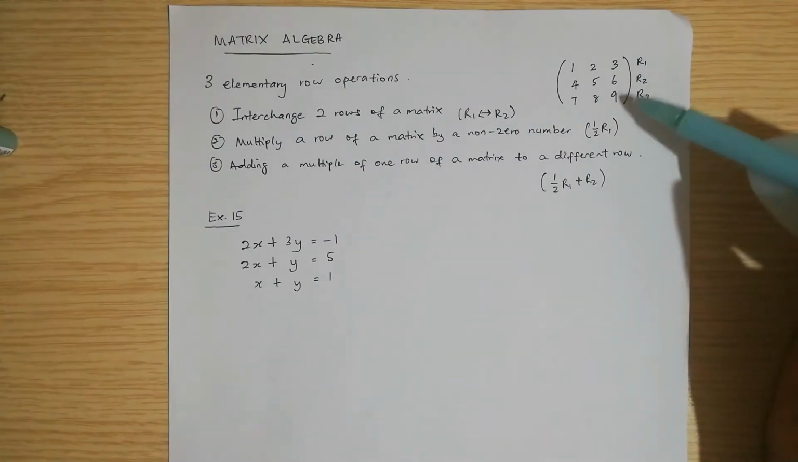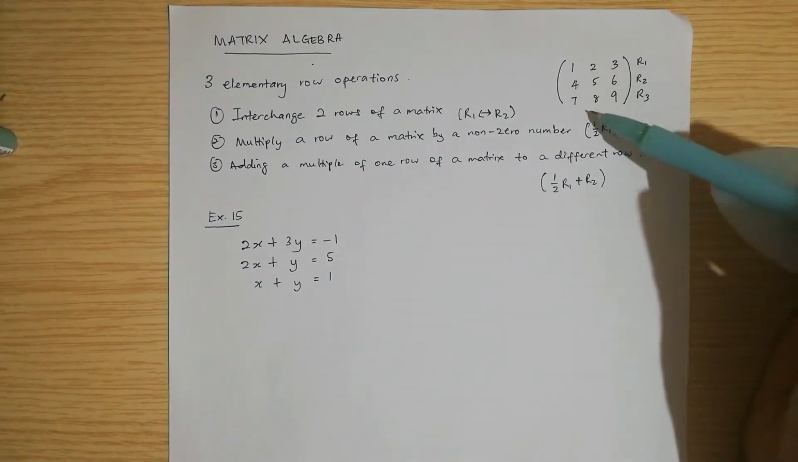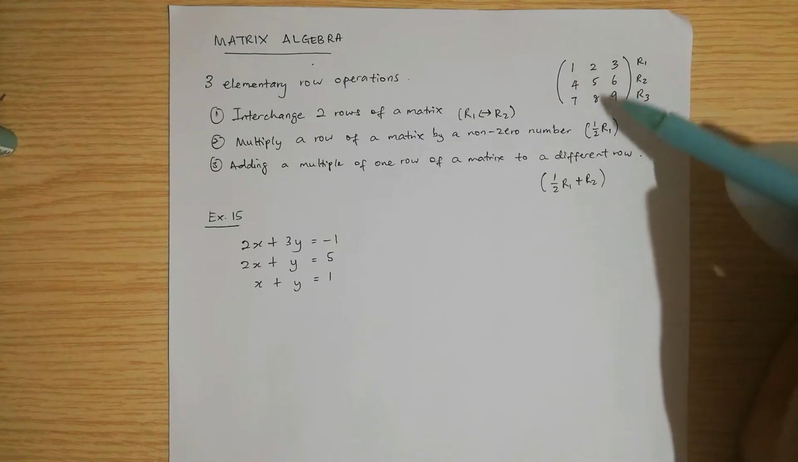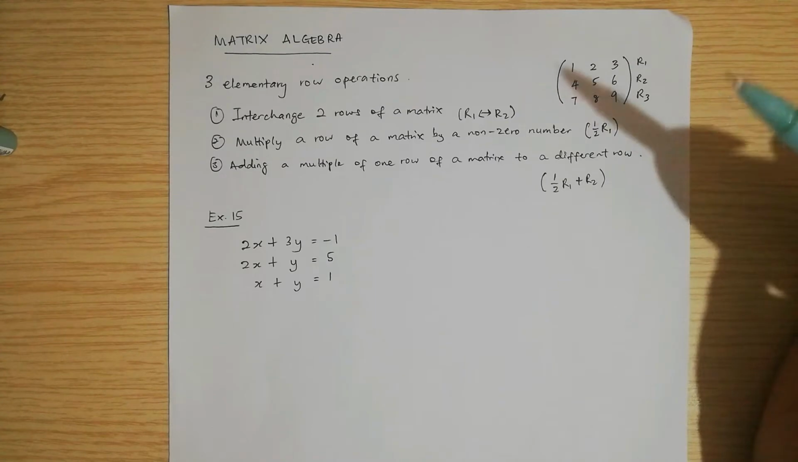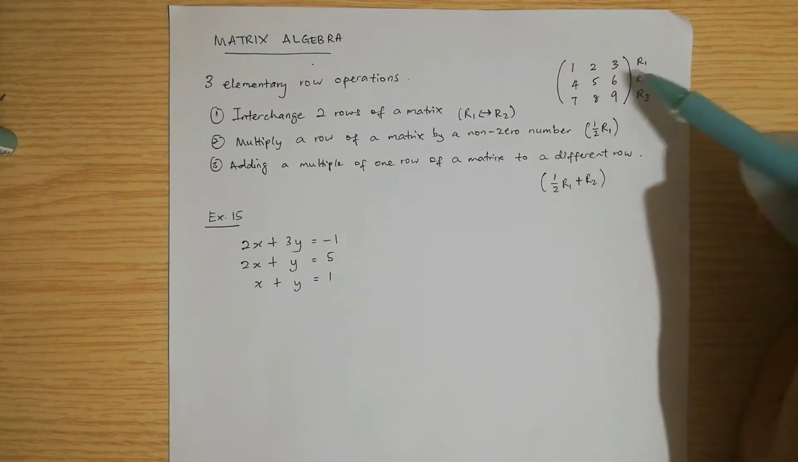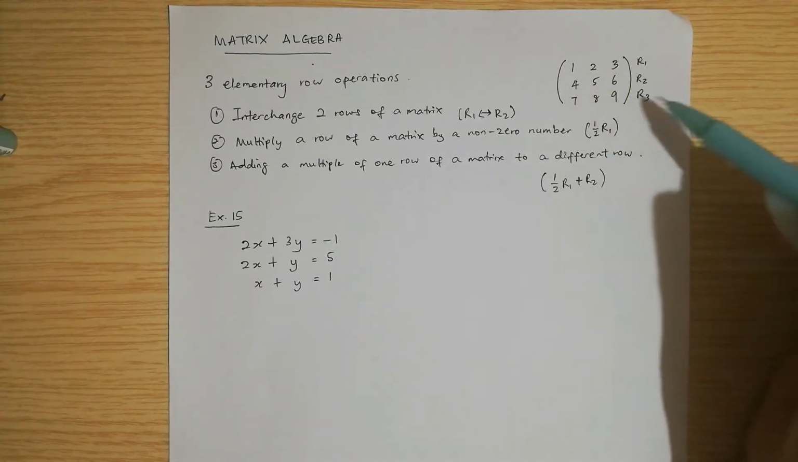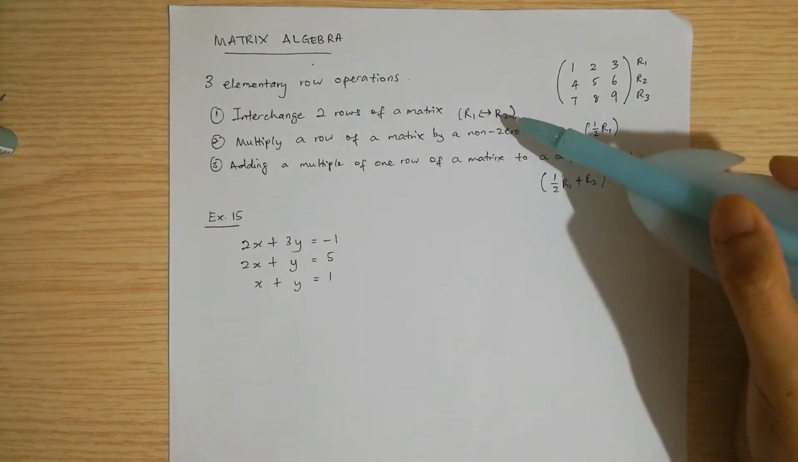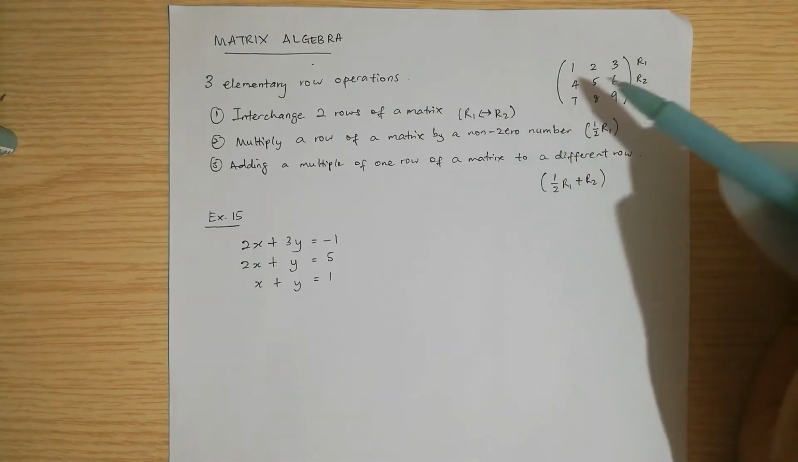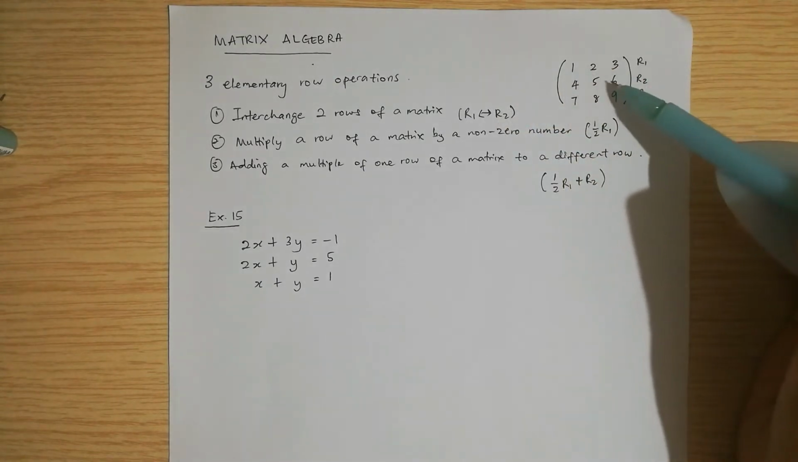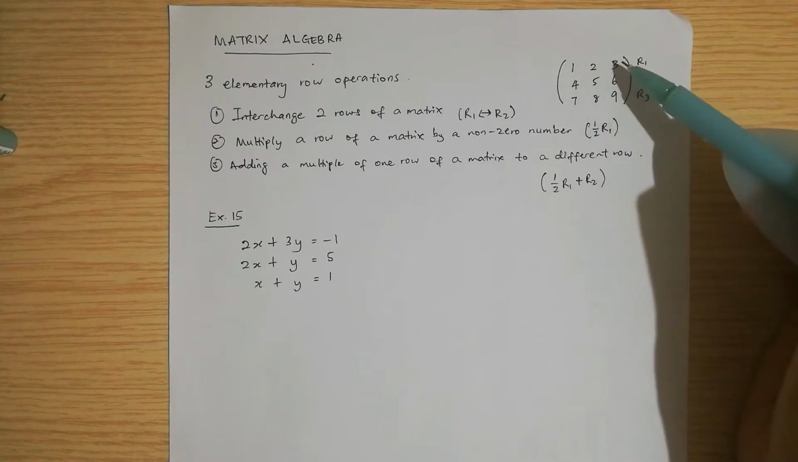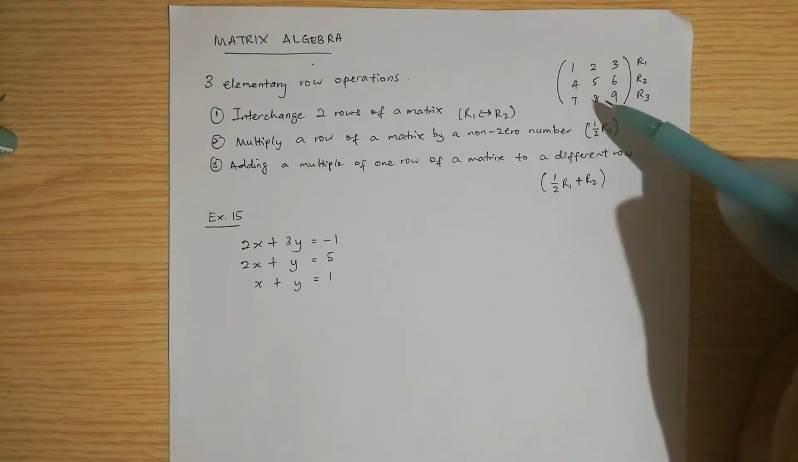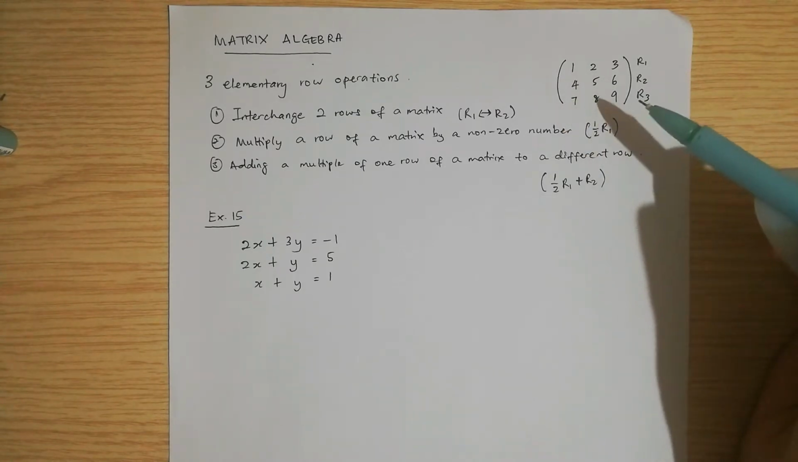Now let's say we have this matrix here: 1, 2, 3, 4, 5, 6, and 7, 8, 9. So this is a 3 by 3 matrix because there are 3 rows and 3 columns. The first one here is row 1, the second is row 2, the third is row 3. Interchanging two rows of a matrix means, for example, you interchange row 1 and row 2. So the first row becomes the second row, and the second becomes the first. You will have 4, 5, 6, 1, 2, 3, 7, 8, 9. The third one is still the same.